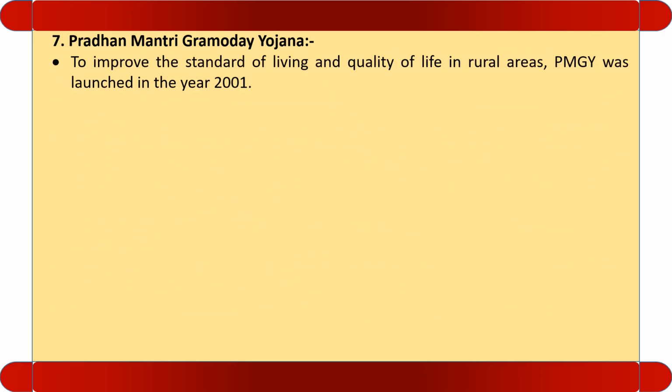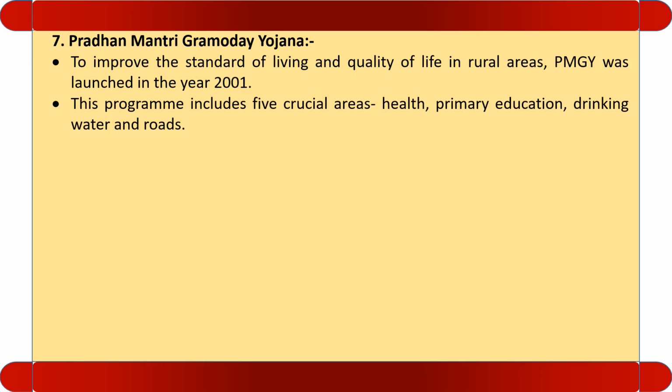Next is Pradhan Mantri Gram Uday Yojana. To improve the standard of living and quality of life in rural areas, Pradhan Mantri Gram Uday Yojana was launched in the year 2001. This program includes 5 crucial areas: health, primary education, drinking water and road.